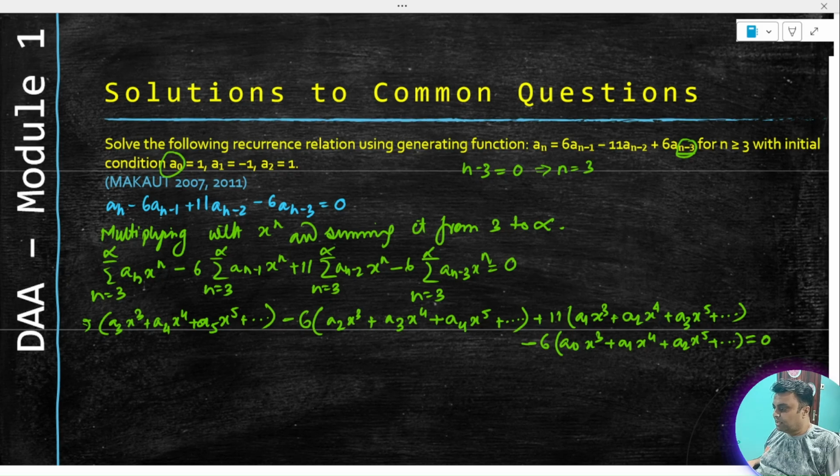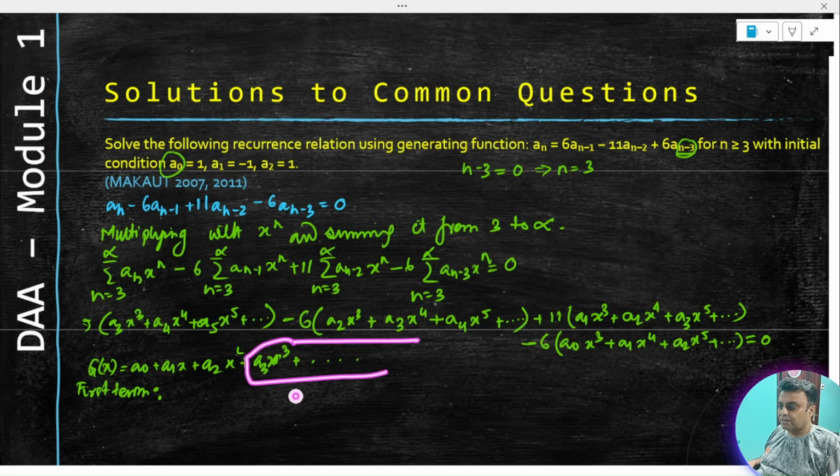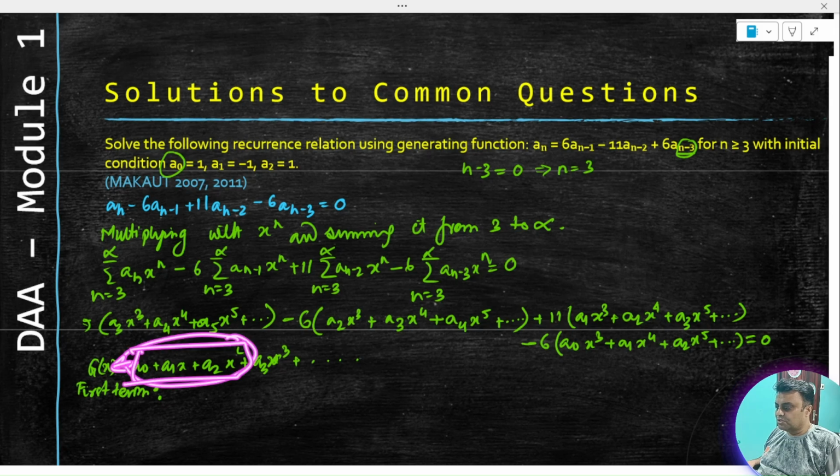We will need to compare it with g(x). So g(x) is equal to a0 plus a1 x plus a2 x squared plus a3 x cube, and so on. Right? So for the first term, let us see what we get. For the first term, we have a3 x^3, a4 x^4, a5 x^5. So it is of this format, a3 x^3, a4 x^4, a5 x^5. So these few terms need to go to the left side.